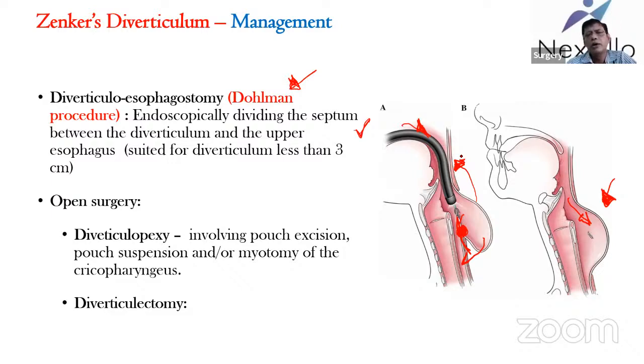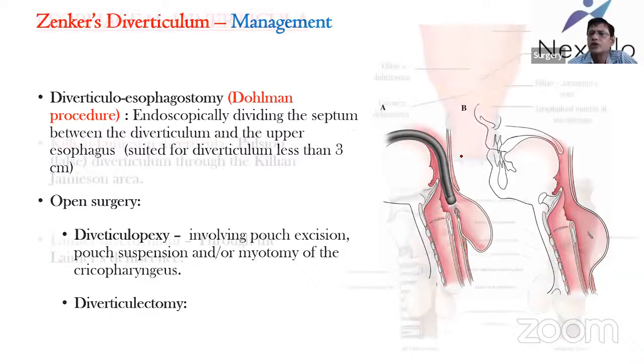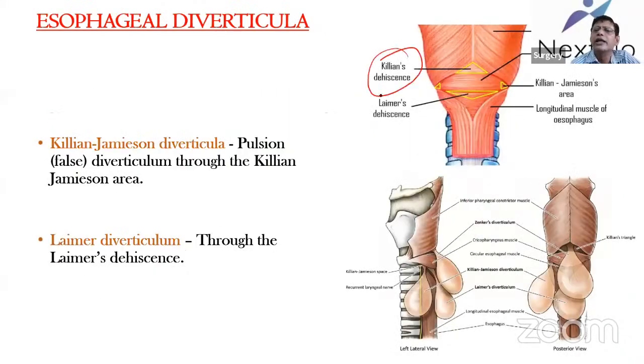Then comes our other important disease of the esophagus, the other diverticula that we can see in this area. As we have seen here, we had the Killian dehiscence, the Lamier's dehiscence, and we also have the Killian-Jamieson area. Herniations or diverticulations may happen from these areas too. The second picture will show you this.